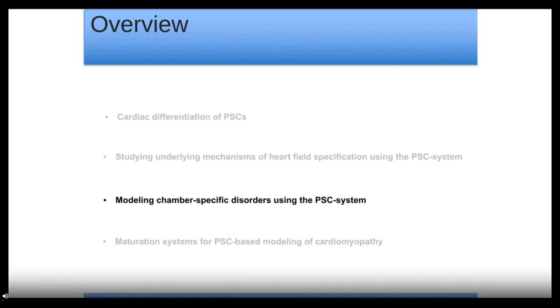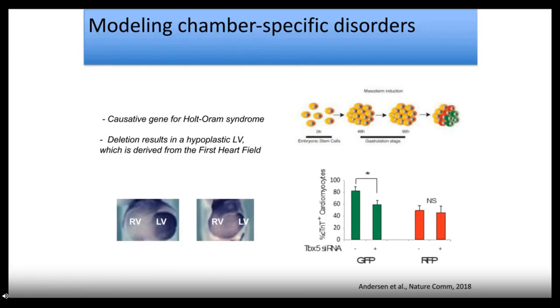Next, I wanted to talk a little bit about how we are also able to use this system to model chamber-specific disorders using pluripotent stem cells. As you can see on my next slide, one of the first events we wanted to look at was Holt-Oram syndrome, which is caused by a mutation in the gene called TBX5. In the mouse, when we lose expression of TBX5, we end up with a very underdeveloped left ventricle. This makes sense because TBX5 is very important for development of the first heart field.